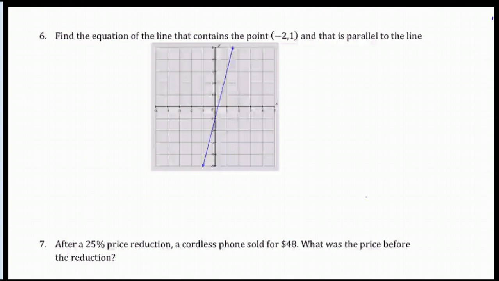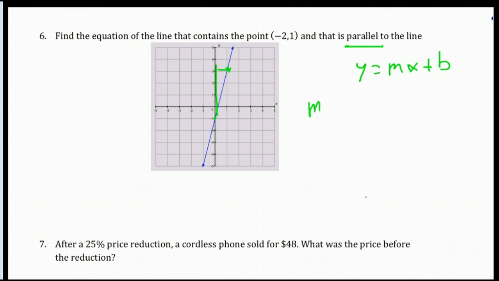Okay, continuing on, let's solve this question. We're supposed to find the equation of the line that contains the point (-2, 1), and it's parallel to this line. So again, we're going to use y = mx + b. We need to find the slope. We need to find the y-intercept. We don't know either one of those given this point, but it's supposed to be parallel to the given line, and we can figure that slope out if we know 2 points on there.